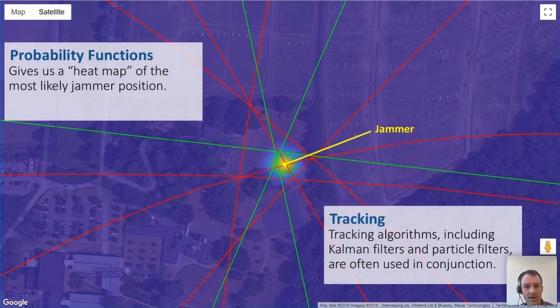So we get a heat map, and we can take that one step further, which I'm not going to do now. We can then start applying things that we do in GNSS receivers. So we can start applying Kalman filters and particle filters, so we can track that, particularly if it's a moving jammer or moving sensors. We need to start applying tracking algorithms. But those are some of the basic techniques that we can use for geolocating jammers.